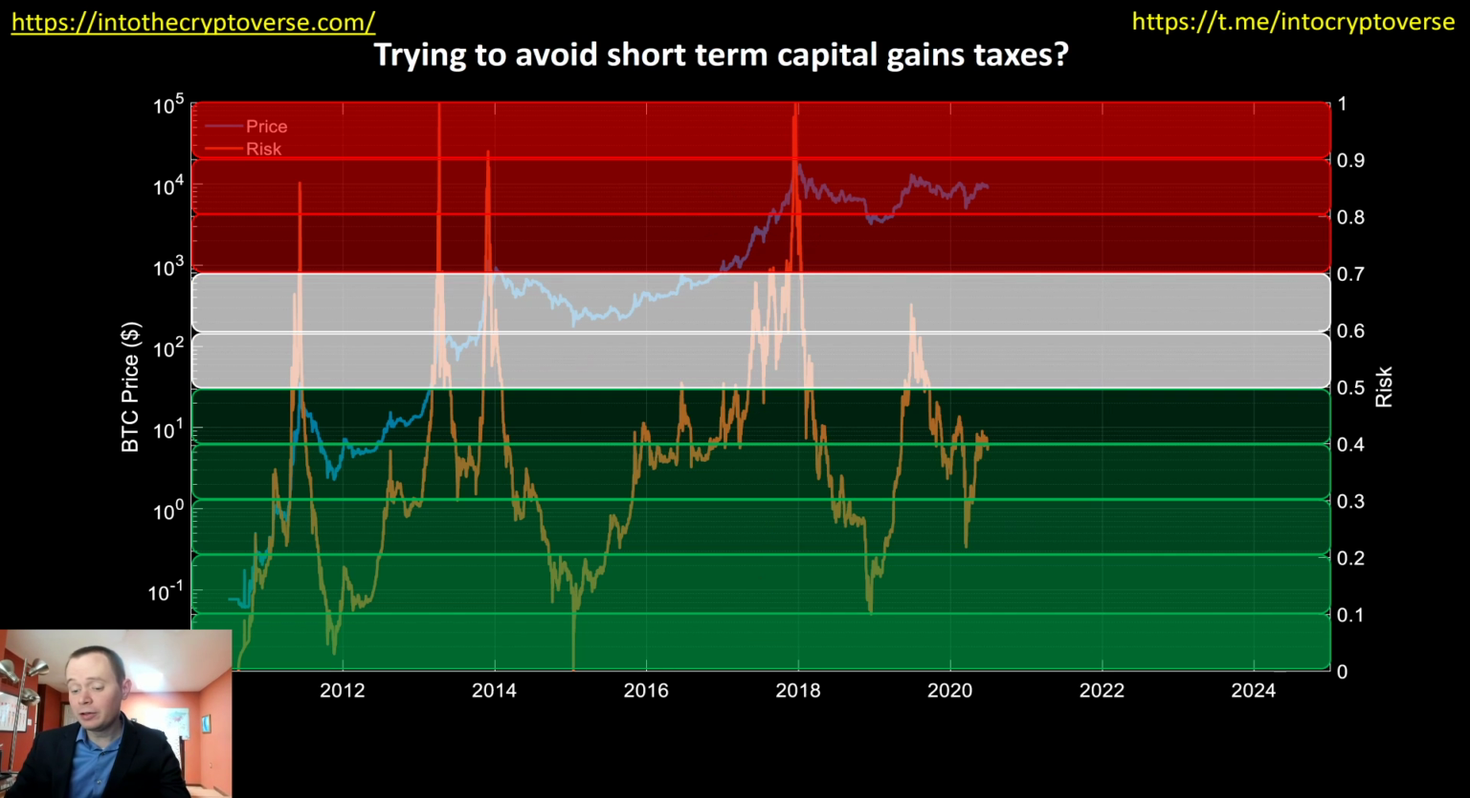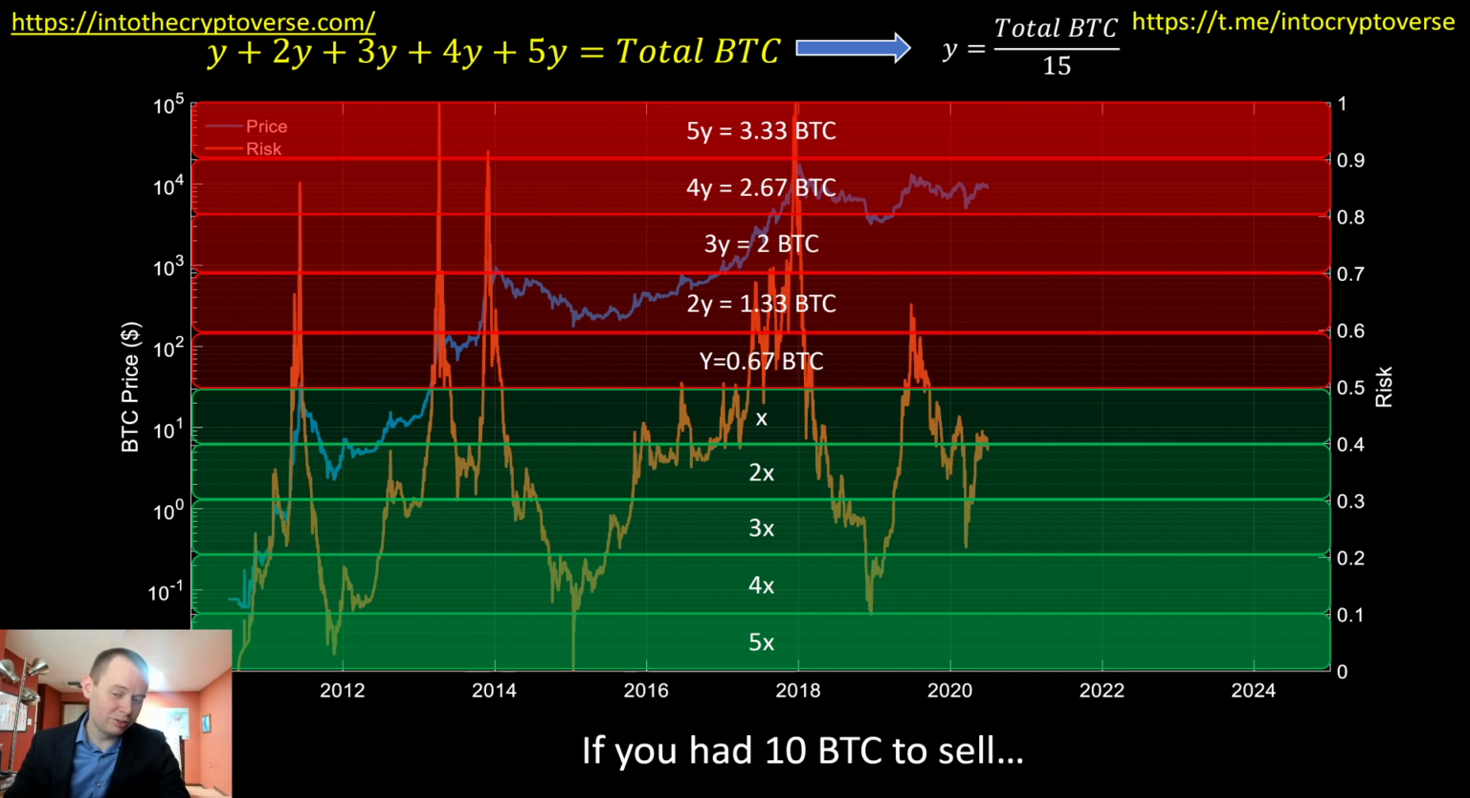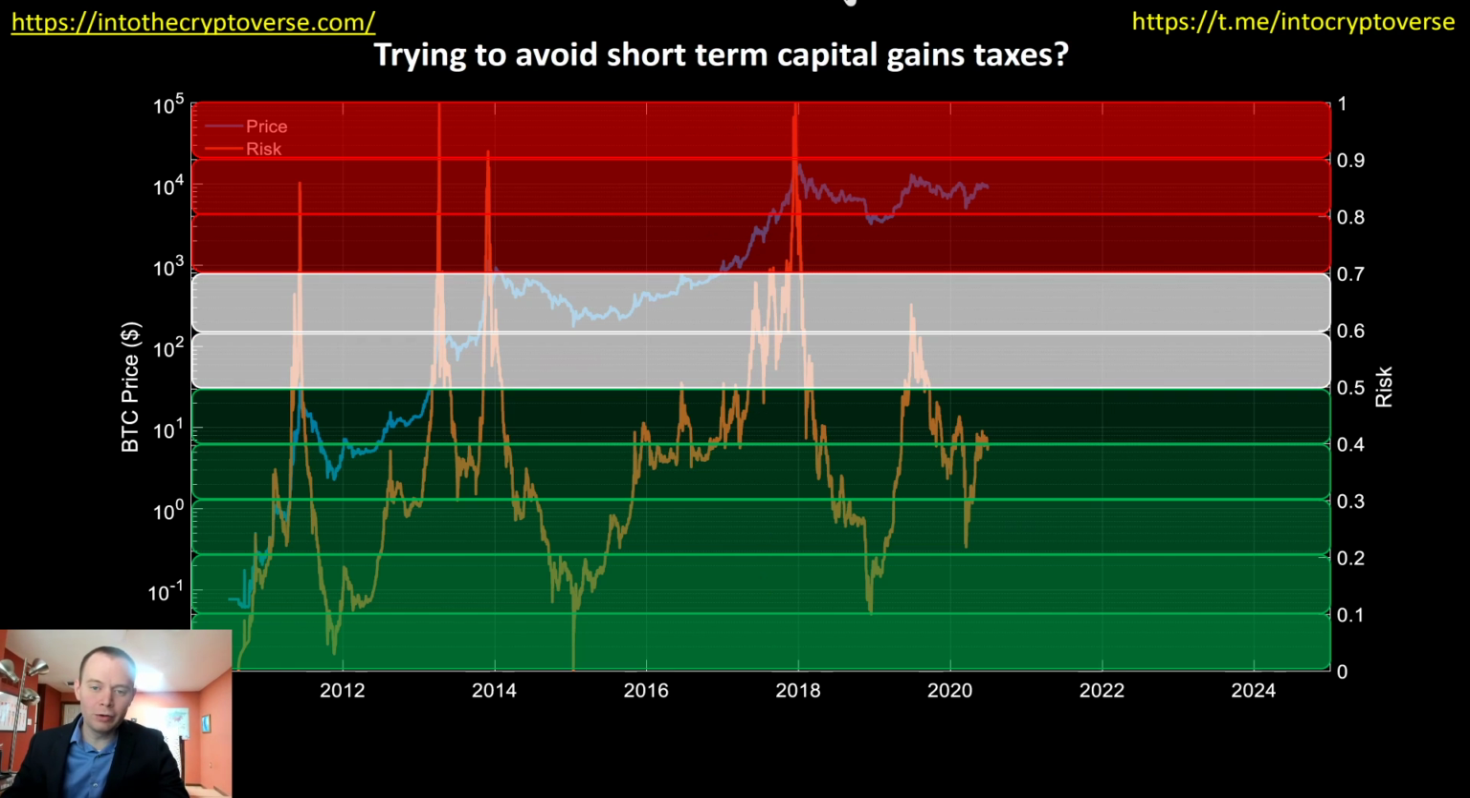Now, some of you don't like this approach. Some of you say, maybe I don't want to buy Bitcoin above 0.5 risk, but that doesn't mean I want to sell. And there are rational things to take into consideration. What if you don't want to pay short-term capital gains taxes? So let's say the risk gets to 0.5 and you just bought last week. You don't want to sell some of your Bitcoin because maybe you have to pay short-term capital gains and you have no interest in doing that.